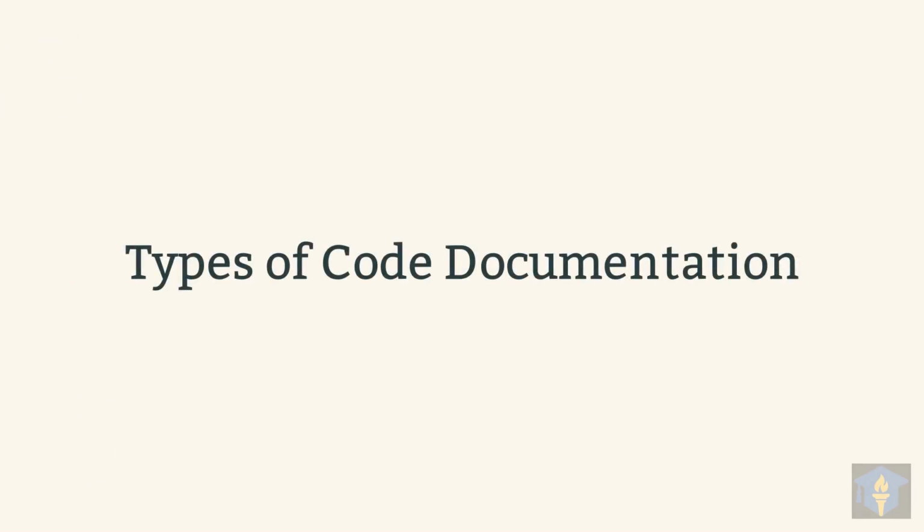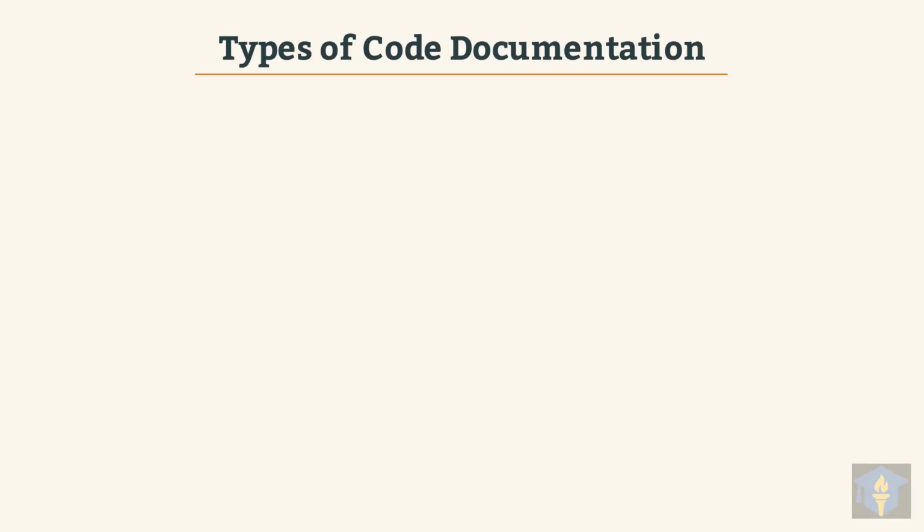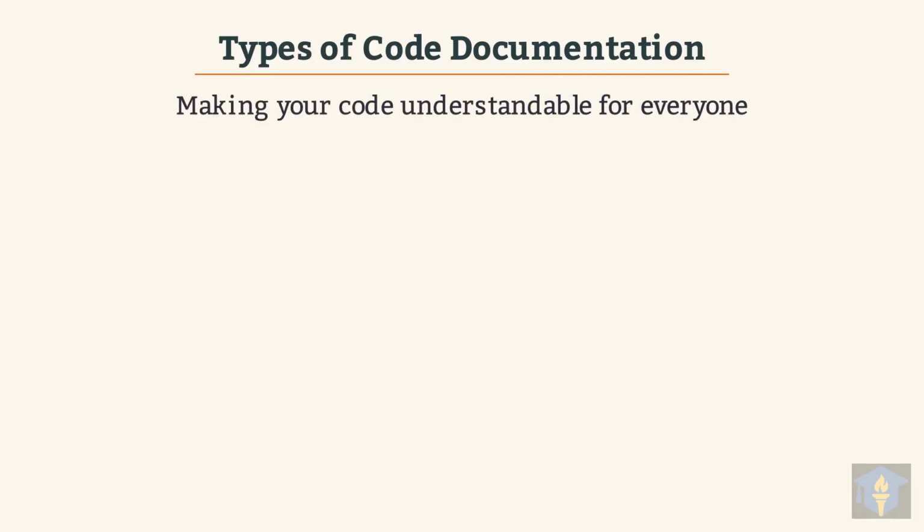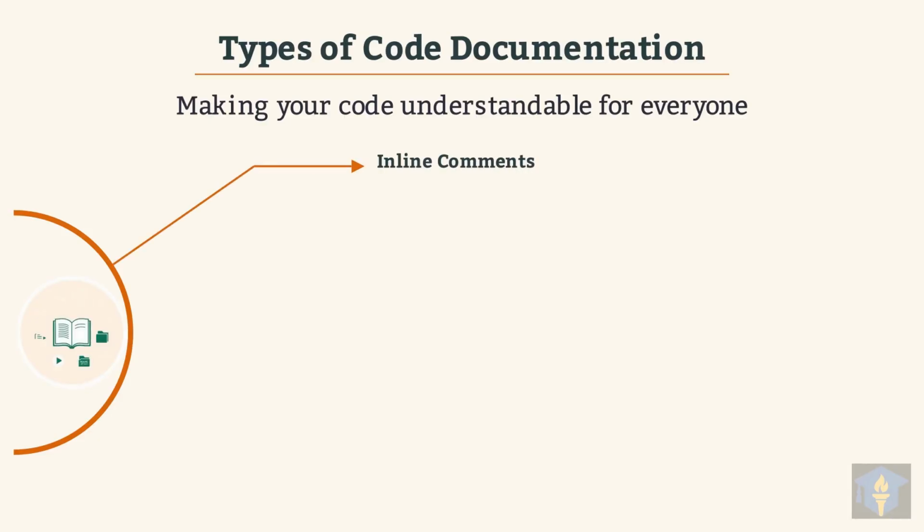Let's explore the various types of code documentation, which are essential for making your code clear and maintainable for everyone. Our goal here is to learn how to make your code truly understandable, not just for you, but for any developer who interacts with it. First up, we have inline comments, which are quick notes placed directly within your code to clarify specific lines.